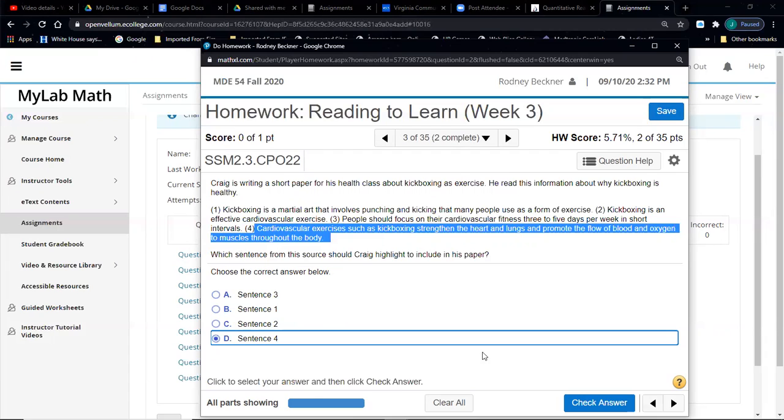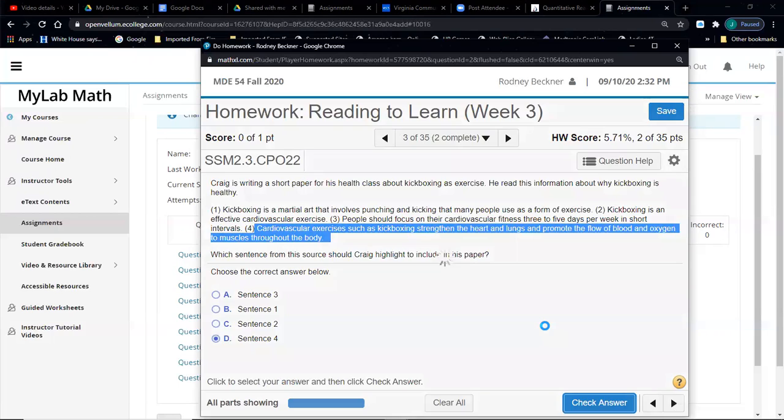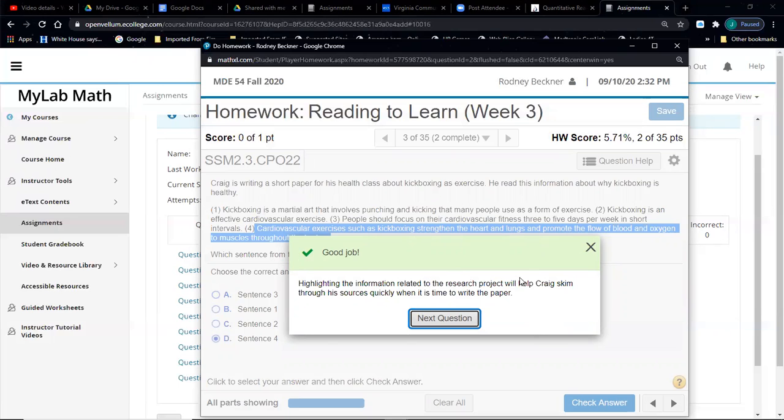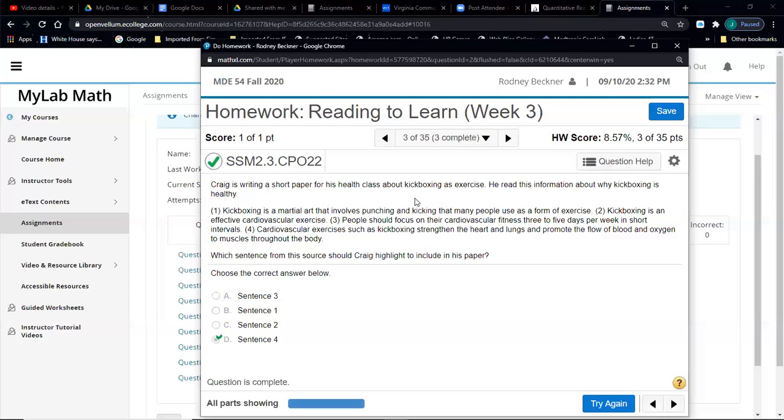So someone said sentence four, that cardiovascular exercise such as kickboxing strengthens the heart and lungs and promotes the flow of blood and oxygen to the muscles throughout the body. So that seems to touch on a couple of different concepts. Maybe it's right, maybe it's not, and it is. So highlighting the information related to the research project will help Craig skim through his source quickly. Now, is that saying that sentences 1, 2, and 3 are trash? No. It just seems to kind of tie everything together.